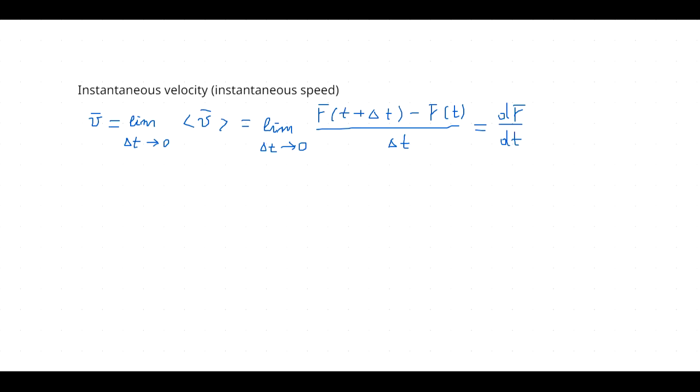We can also write that v is equal to vx i plus vy j plus vz k, where vx is equal to dx by dt, the derivative. I will just copy this two times.